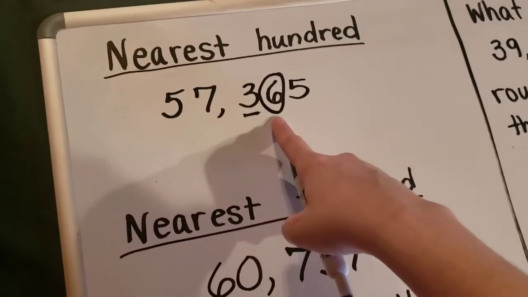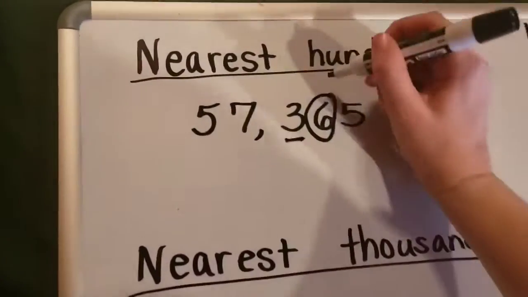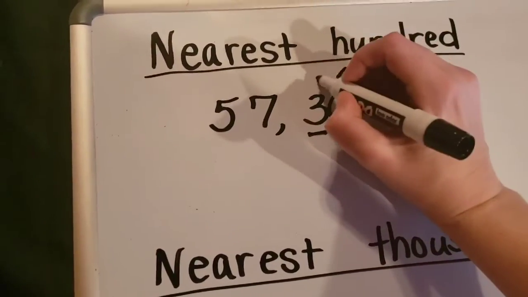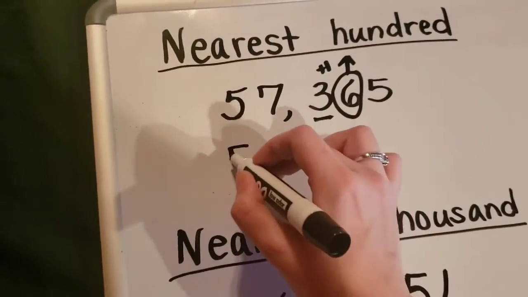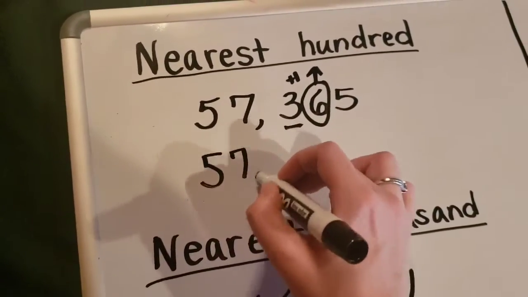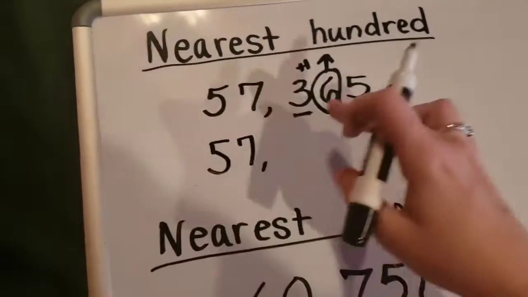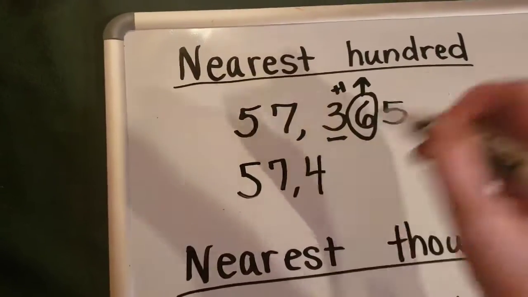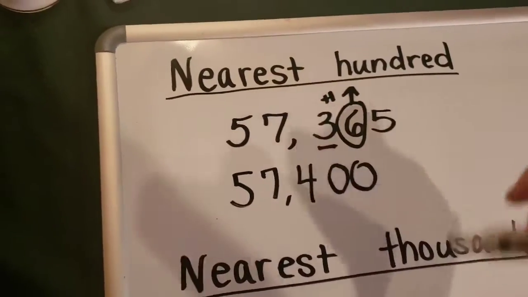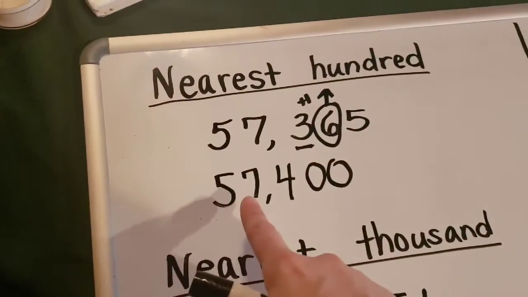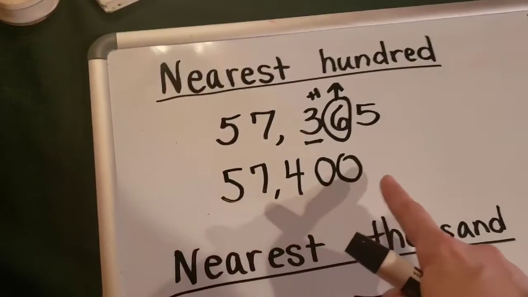This is 6. That's more than 5. So we're going to round up. I'm going to add 1 to this 3. Everything before the rounding place stays the same. Since we said we're rounding up, we're going to add 1. 3 plus 1 is 4. And then everything after the rounding place changes to zeros. So to the nearest 100, this number rounds to 57,400.